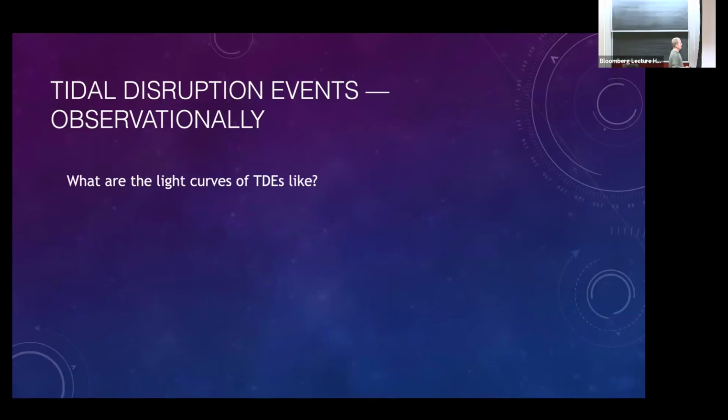Okay, and what do they look like when they go off? So you've ripped apart a star. Some emission results from this event. What do they look like when we get to Earth? I'm going to tell the story of this through the canonical TDE. It's called ASASSN-14li, discovered by ASASSN in 2014.